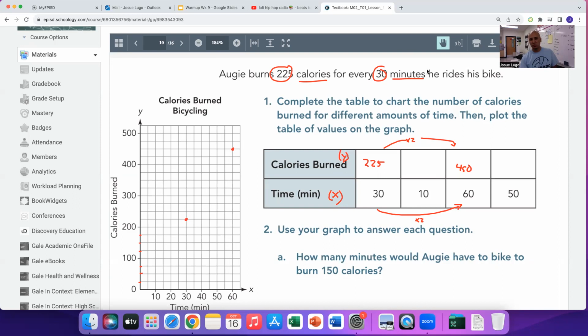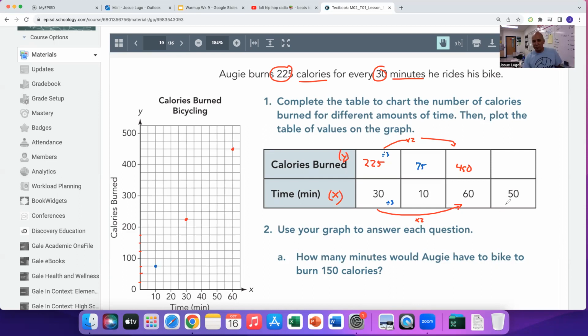Now, what if we just wanted to go to 10? Well, 30 divided by 3 is 10. So 225 divided by 3, if you actually work that out, you would see that it would give you 75. So whenever we have only 10 minutes, we're going to go up to 75. So I'm going to put a point right here.